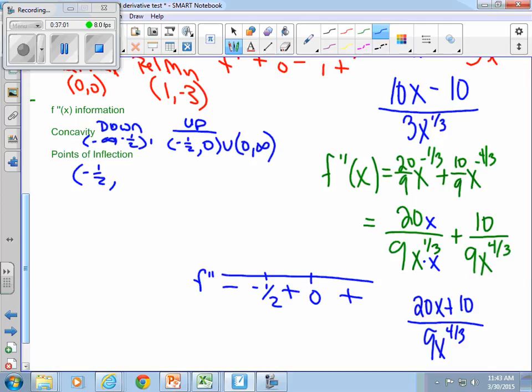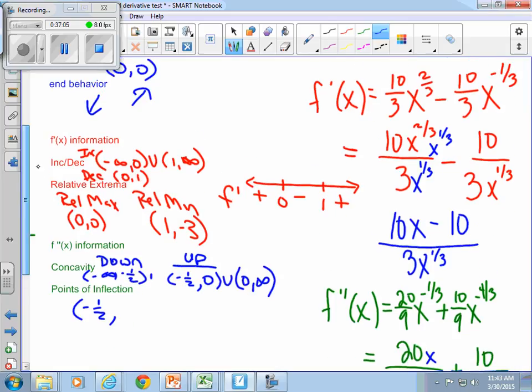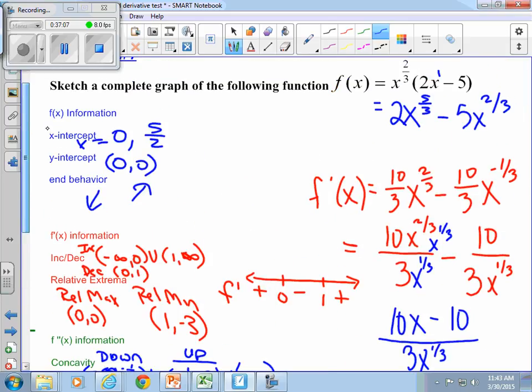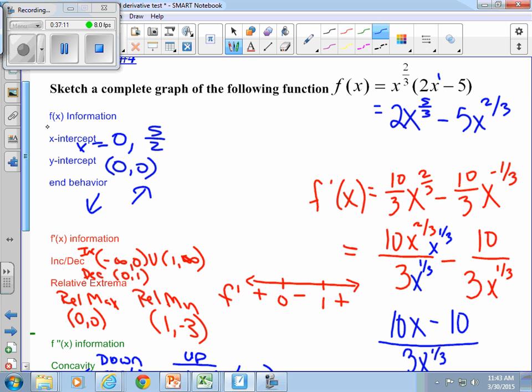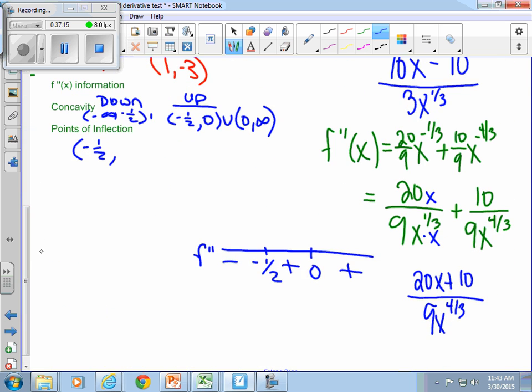Points of inflection at negative 1/2 and my original. That's not a pretty number, is it? Or cube root of 1/4. We'll do a calculator on this one. Only one.